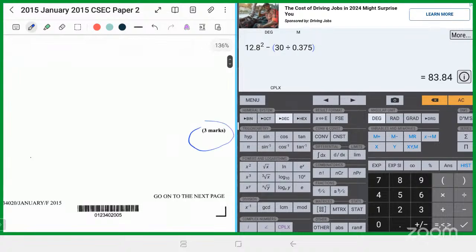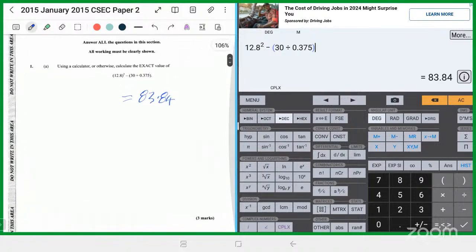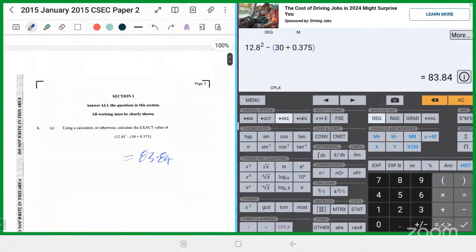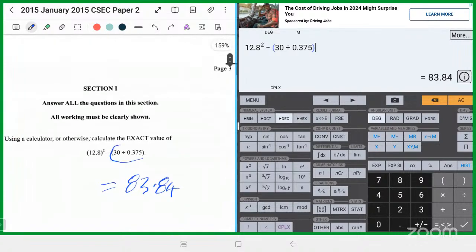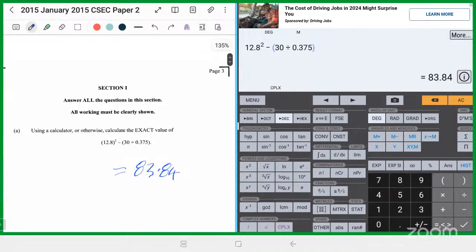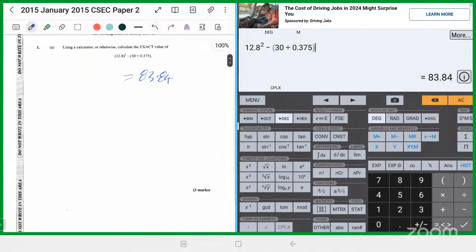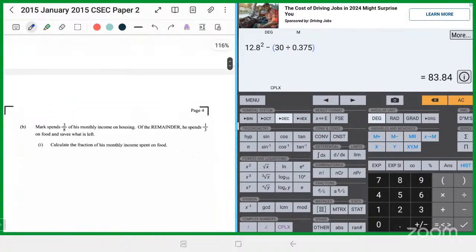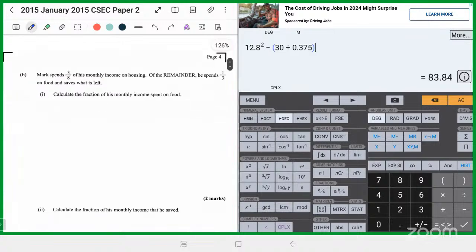3 marks for doing that. 3 marks, using a calculator to get that. I don't know if they maybe wanted you to work it out step by step, work out that part first, work out that part separately. It doesn't make any sense, because if you can use a calculator, it makes sense to use the full capacity of the calculator, which is to type this exactly as it is there. So maybe this is just three marks, they want to ensure that nobody gets 0. All right. Next part, next question.